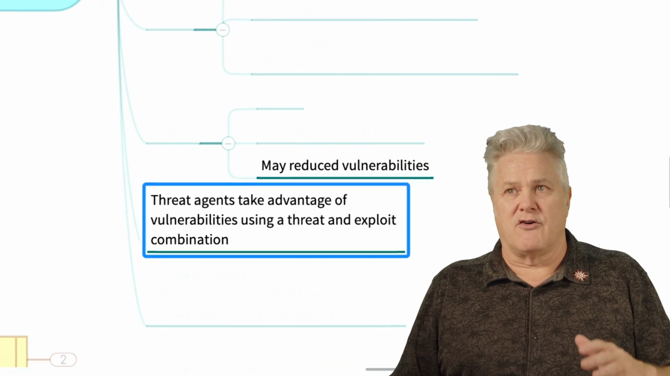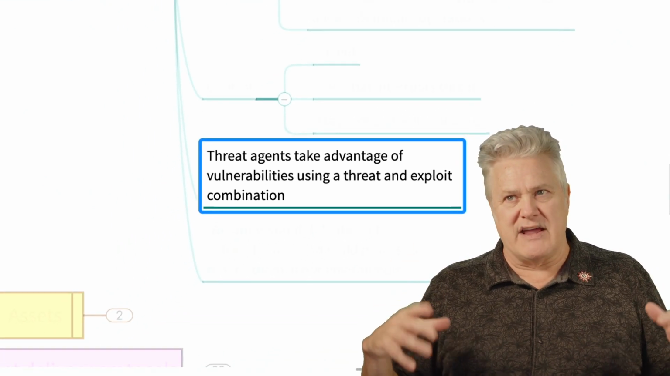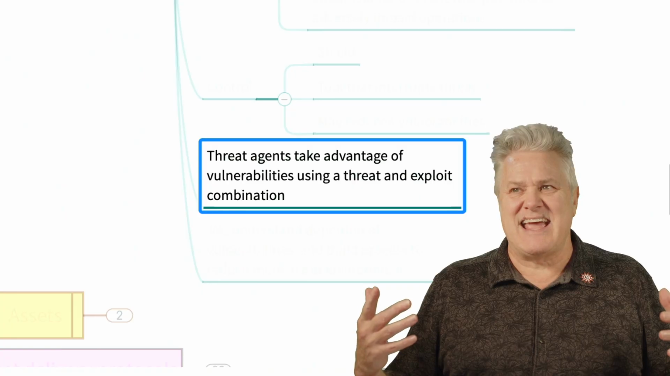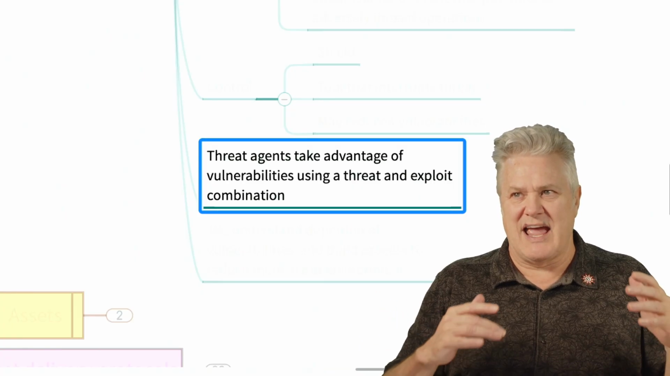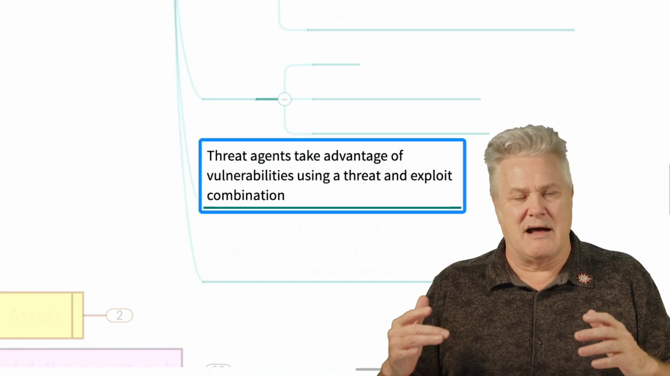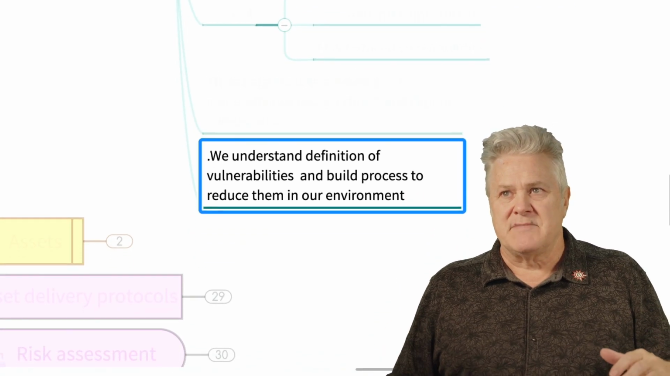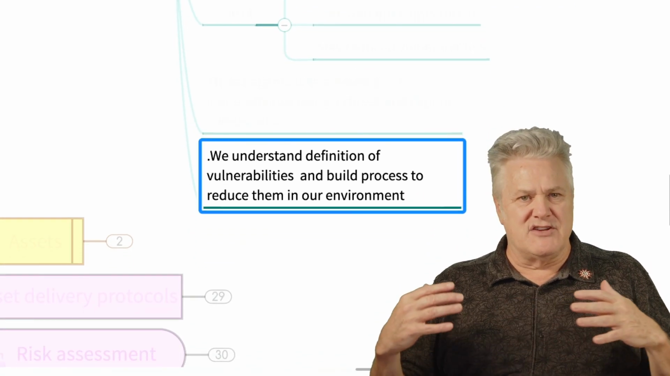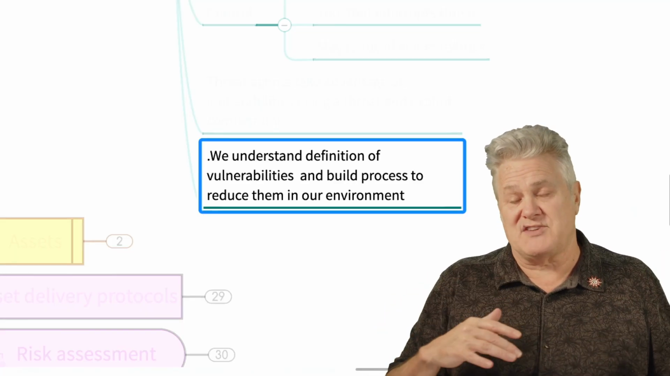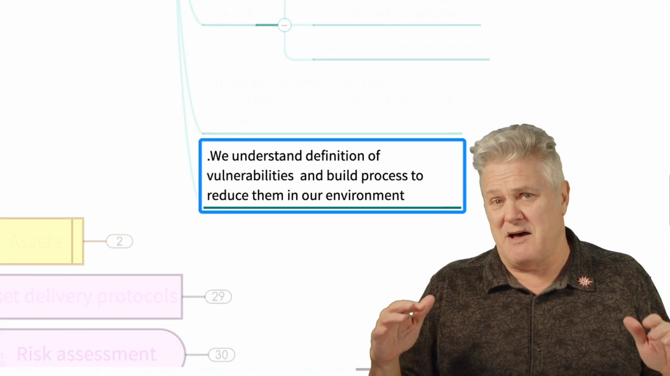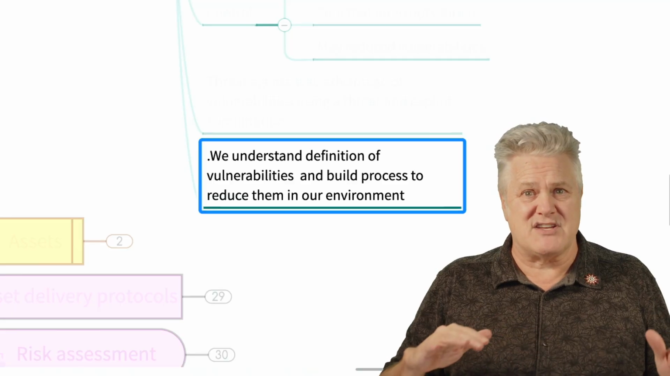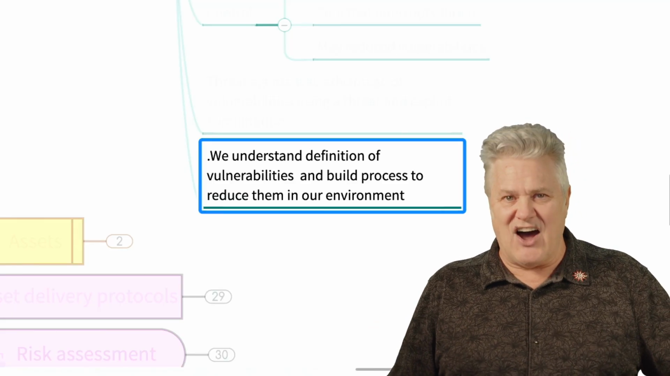For us, just remember the phrase: threat agents take advantage of vulnerabilities using a threat and an exploit combination. That's really what it all comes down to. Now, we have to understand these definitions of vulnerabilities and build a process. And that's the unique thing about vulnerabilities here. We build a process to reduce them in our environment.